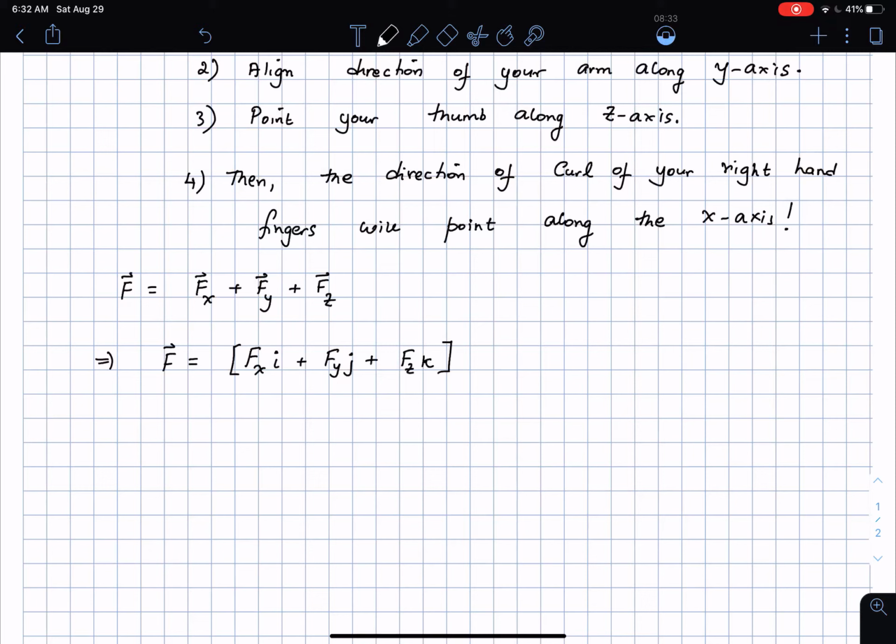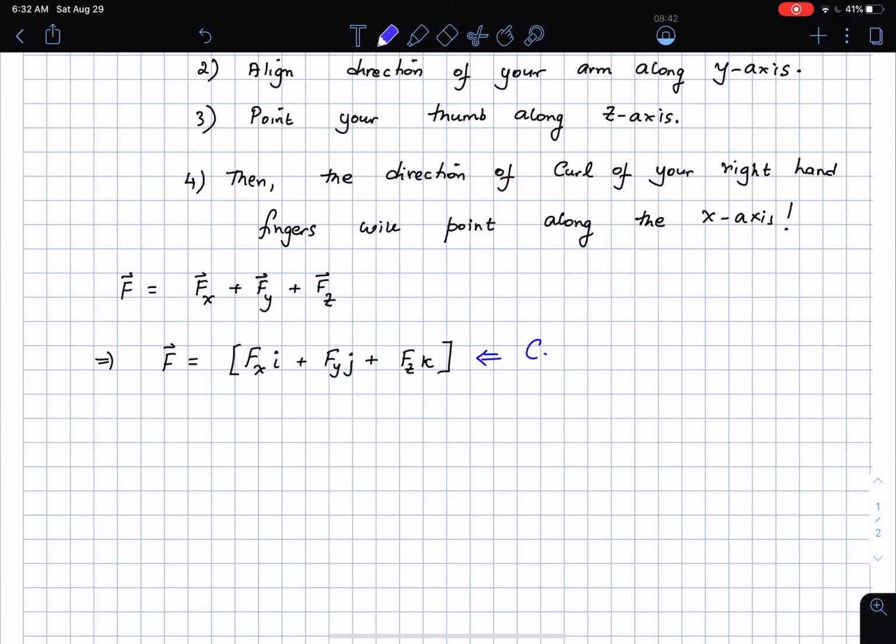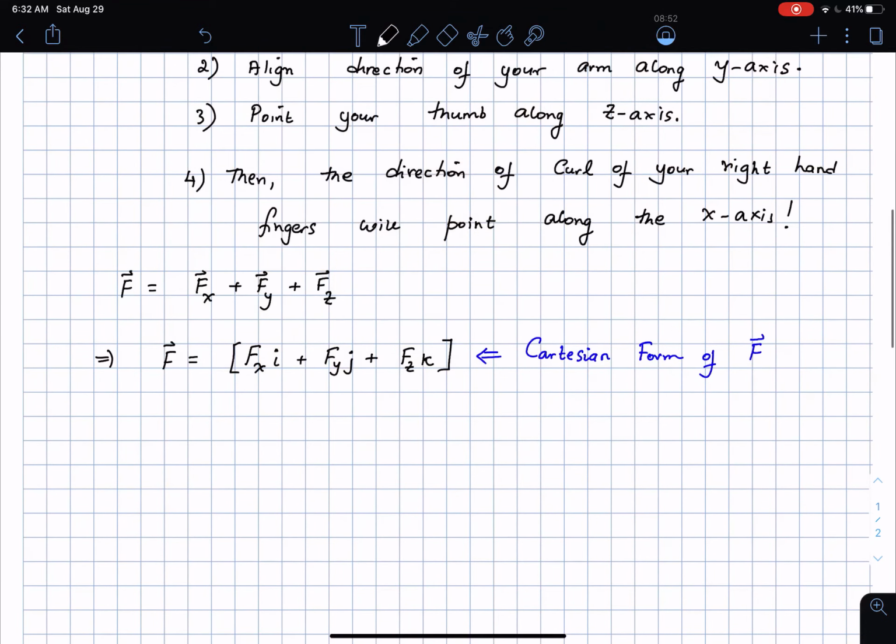And this is called the Cartesian form. Let me write that down here. So this is the Cartesian form of vector F. Then if I want to find the magnitude, I can do the following. Magnitude of F is going to be the square root of Fx squared plus Fy squared plus Fz squared. And this is going to be the magnitude of vector F.